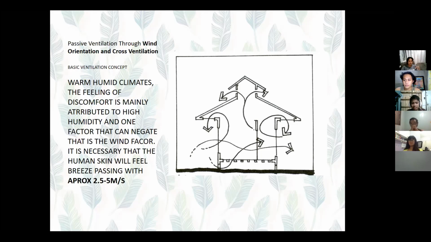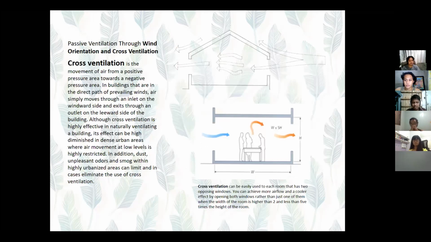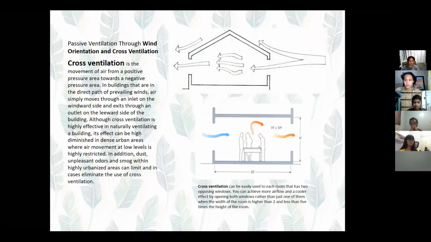Yan. So the basic concept sa ating bahay is, we have the cross ventilation. Okay? As the image itself shows, it can be achieved by having two opposing windows. Okay? You have two windows on both sides or on either side, as long as yung dalawang window na yun is not on the same side. It's cross ventilation. Okay? So you can achieve an airflow and cooler effect by opening both windows rather than just one.